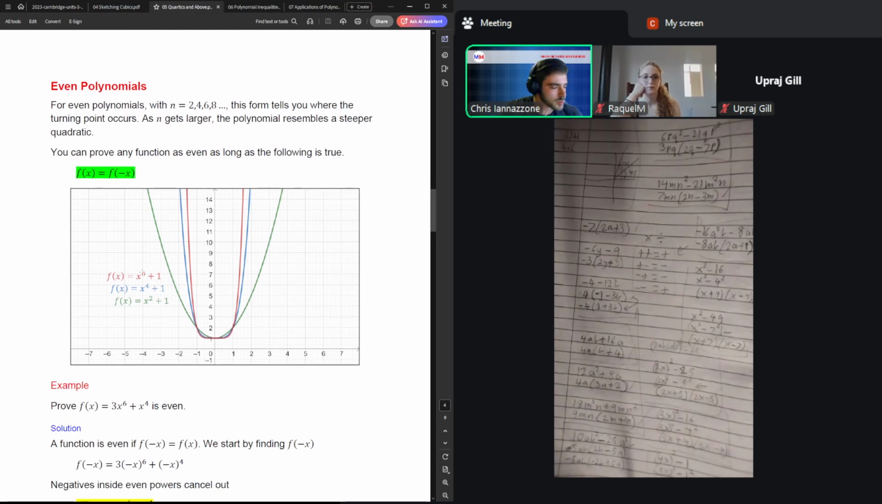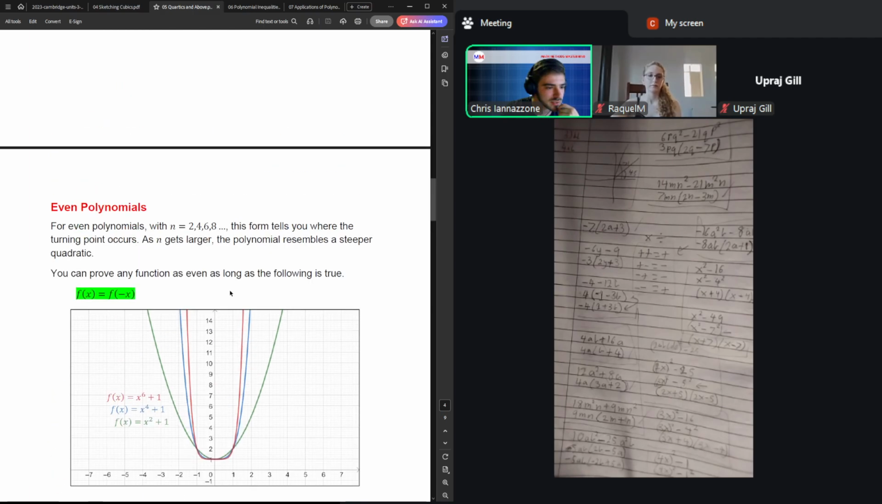Even polynomials are ones where you have just even powers on that turning point form, basically. And they are just going to be steeper and steeper quadratics. There's a bit more flexibility with these. These can be vertically translated however you like, because even functions simply have to be symmetrical either side of the y-axis. So any horizontal line is going to be perfectly equidistant from the center, no matter where you draw it. And as such, it can have any vertical translation.